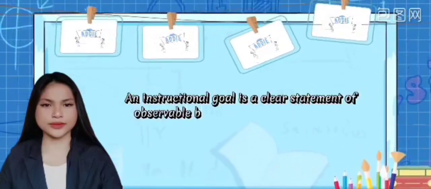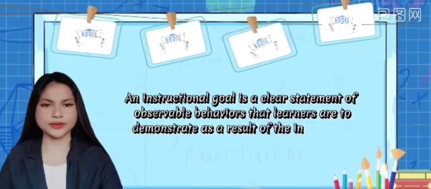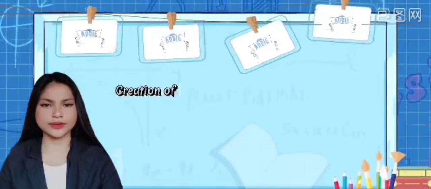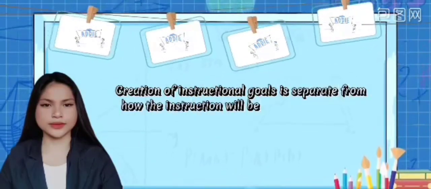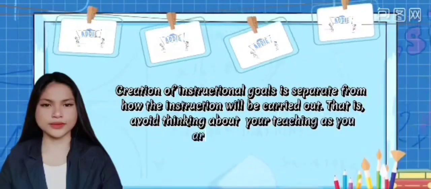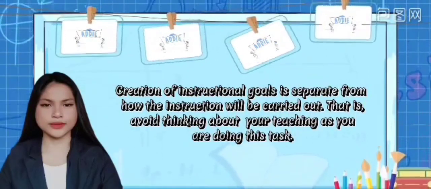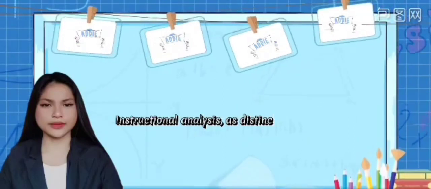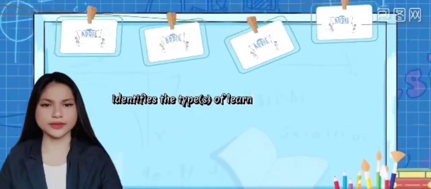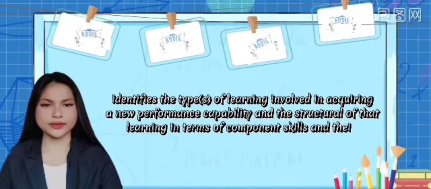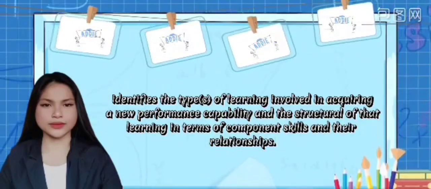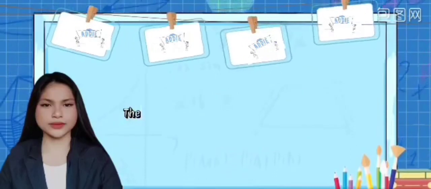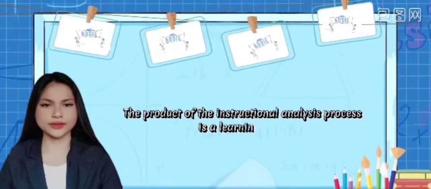First, instructional goals: a clear statement of observable behaviors that learners are to demonstrate as a result of instruction. Creation of instructional goals is separate from how the instruction will be carried out. That is, avoid thinking about your teaching as you are doing this task. Next is instructional analysis. As distinct from task analysis, identify the types of learning involved in acquiring a new performance capability, and the structure of learning in terms of components, skills, and their relationships. The product of that instructional analysis process is a learning map.